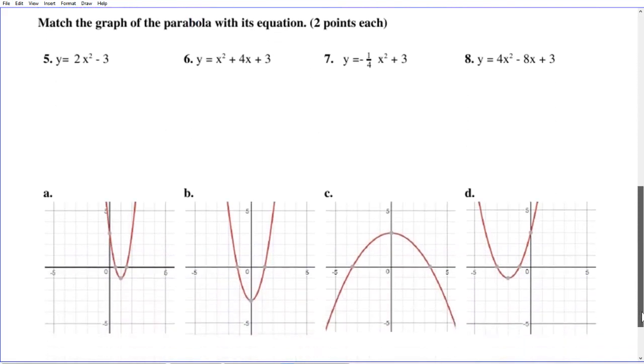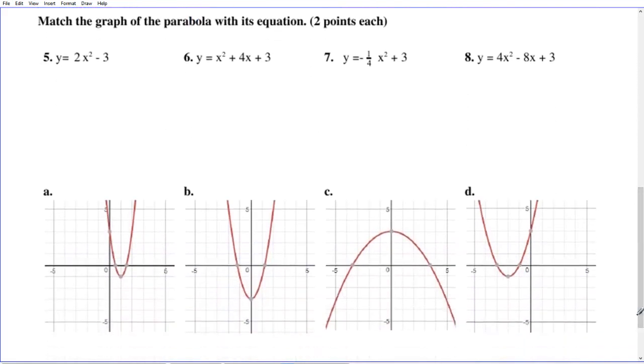The next 4 problems. Match the graph of the parabola with its equation. So I've got 5, 6, 7, 8. I've got 4 equations, and I've got 4 graphs. So we need to start matching these up. So I'm looking at these 4 equations, and feel free to try on your own or zone me out a little bit.